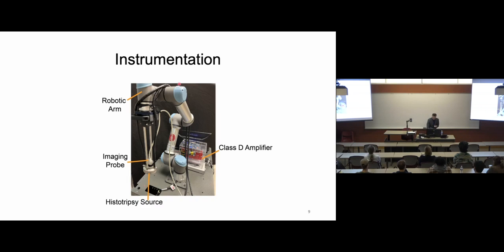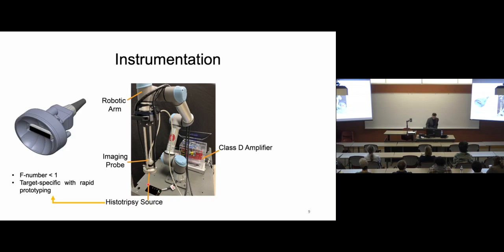And so this is the system that we've been developing for the treatment of venous clots. You can see the different components here, but what I really want to focus on are two. So the first is the histotripsy source.